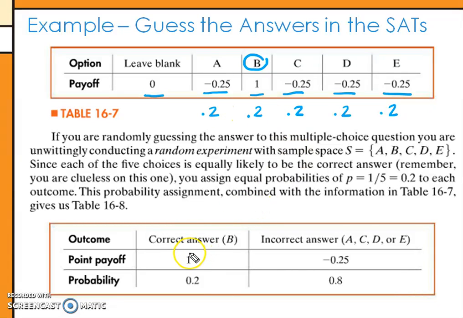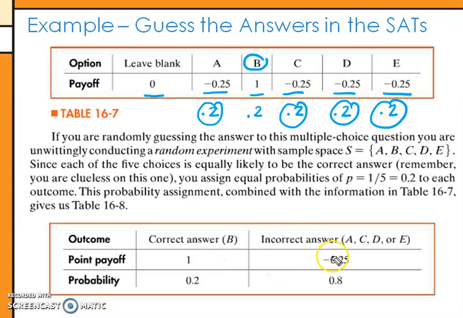All right, so let's say this one, same thing. What's the chance that you get it wrong? The chance that you get it right is 0.2 or 1 out of 5. The chance that you get it wrong is 4 out of 5, because there's 1, 2, 3, 4 of these that are wrong, or if you add these all up, you get 0.8.